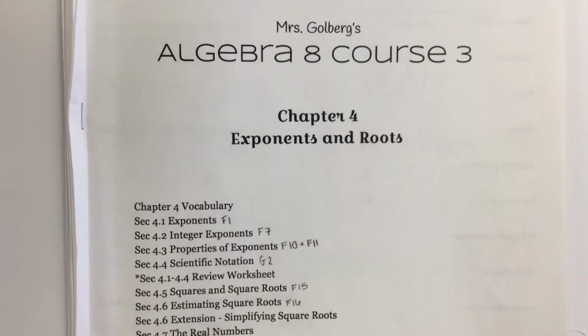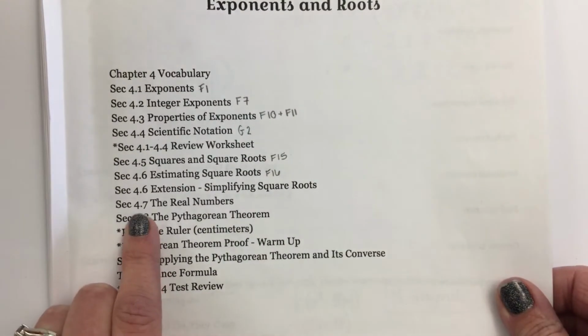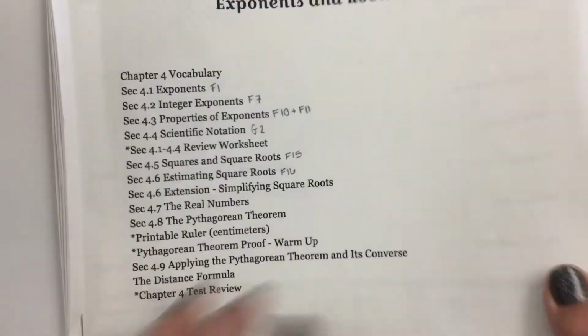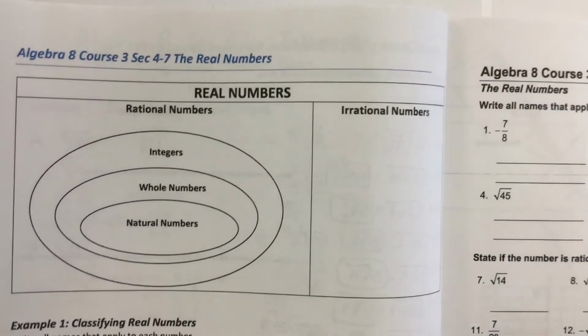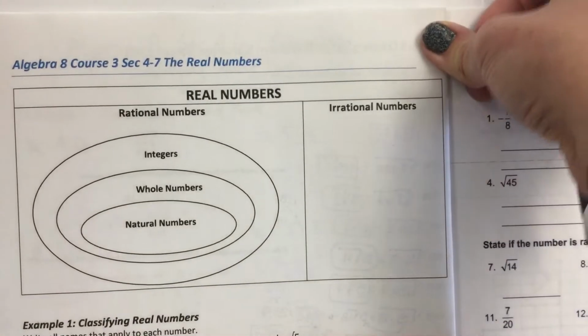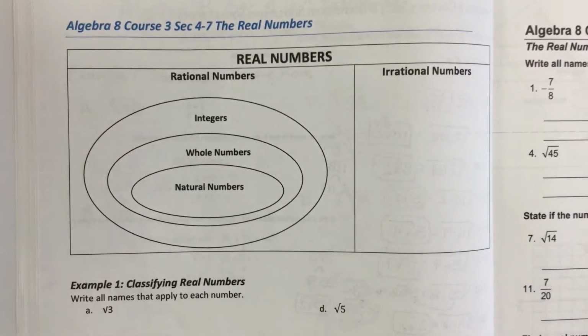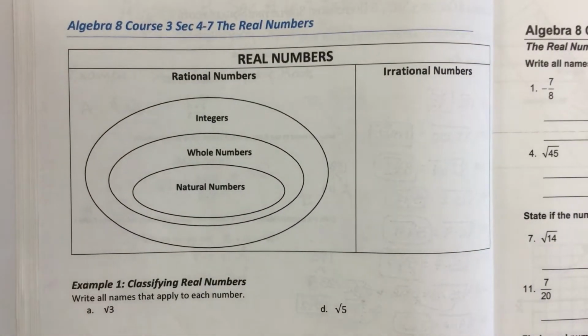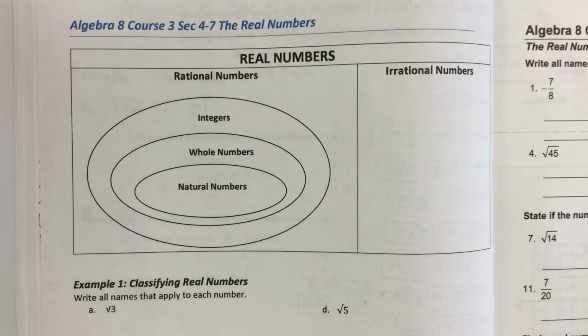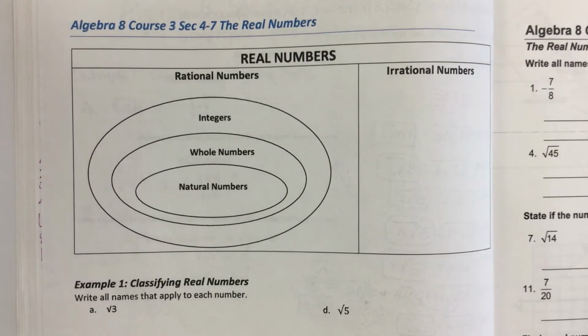Okay, eighth graders, we are doing section 4-7, the real numbers. So we have used many of these terms before. And in this section, we are going to be classifying numbers. When we classify numbers, there are a bunch of different levels.